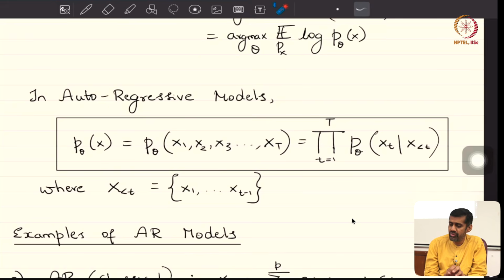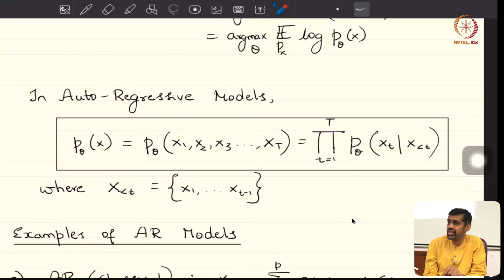Okay. So, now this is simply, so what is this? This is simply the chain rule of probability. You have capital T number of random variables, then the joint distribution of all those can be written in terms of product of multiple conditionals, where you take the first random variable, condition it on everything that is before that, and so on. So, this is the definition of what an auto-regressive model is.